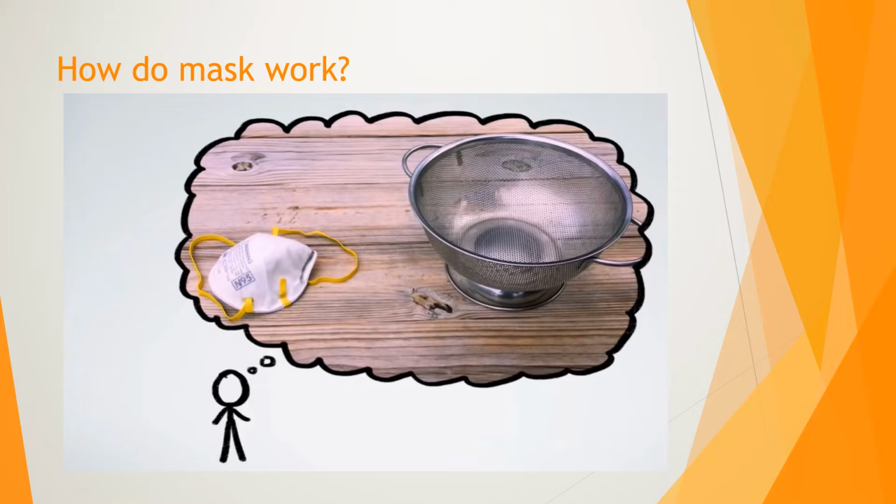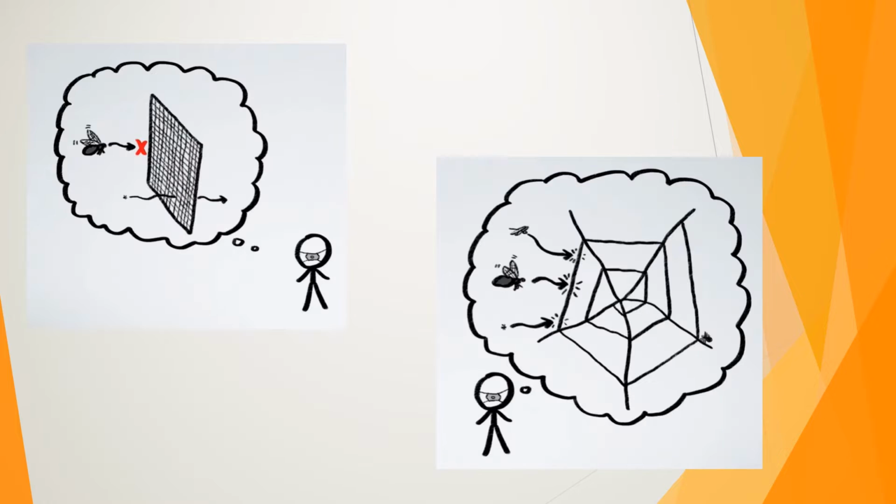You might think that masks basically work like a sieve by capturing particles larger than the filter holes, but still allowing smaller particles through. Actually, masks don't work like a fly screen, which stops insects of a certain size getting through. Masks work more like a spider web, where they are able to capture different sized insects as long as they hit the fibers and stick.